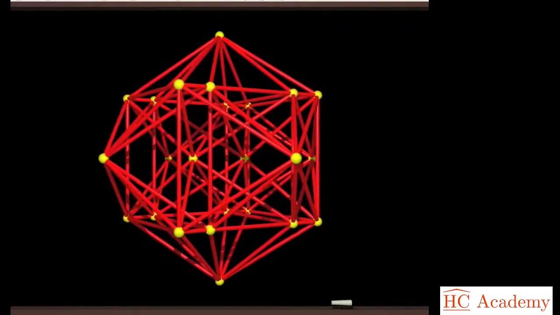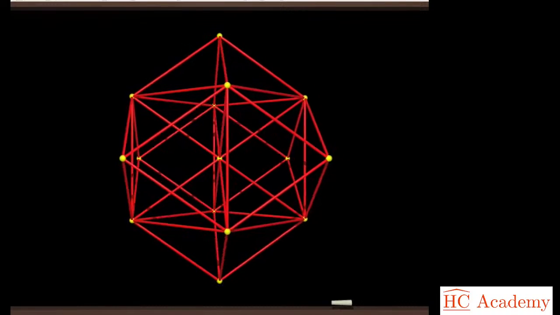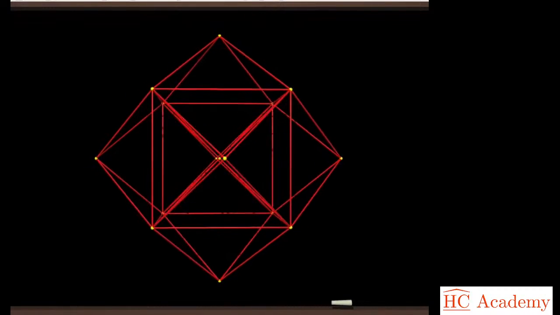That was harder. There are a lot of faces, perhaps 20. 5 edges start out at each vertex. It's an icosahedron. Well done.